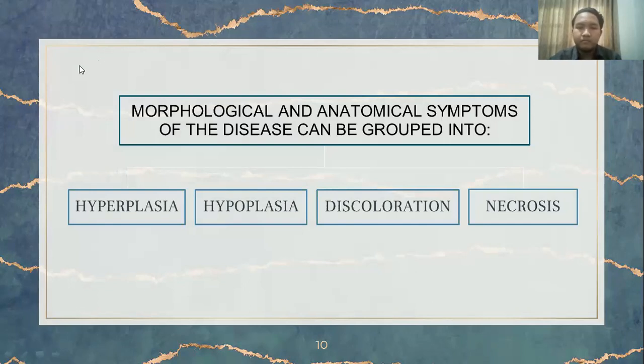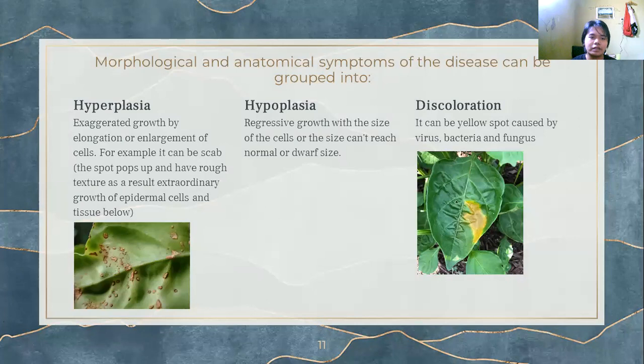Alright, next is morphological and anatomical symptoms of the disease, which can be divided into hyperplasia, hypoplasia, discoloration, and necrosis. Hyperplasia is exaggerated growth by elongation or enlargement of cells. For example, it can be such as gall.